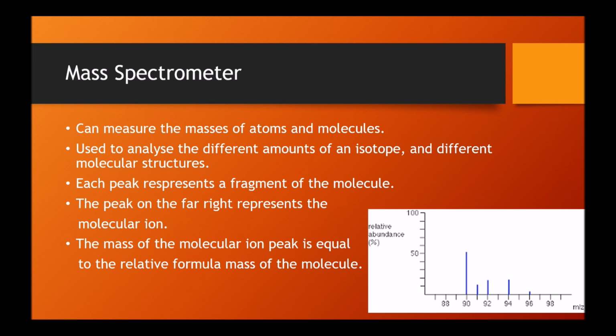So the mass of the molecular ion peak is equal to the relative formula mass of the molecule. For example, if you had carbon dioxide, that's C, which is 12, and then oxygen, 16 times 2. It's got a relative formula mass of 44. So you would expect that far right peak to be at 44.